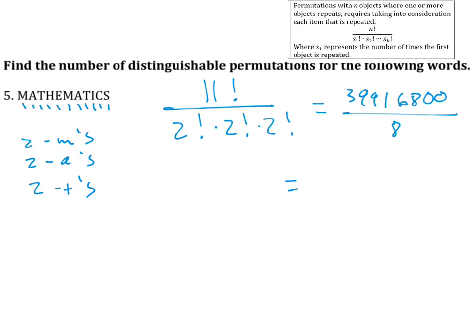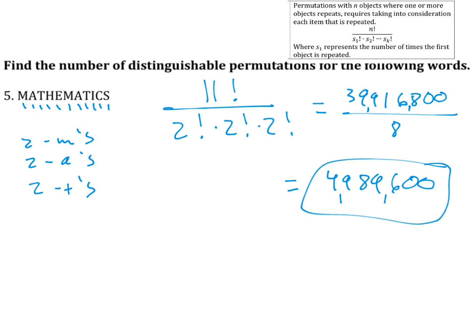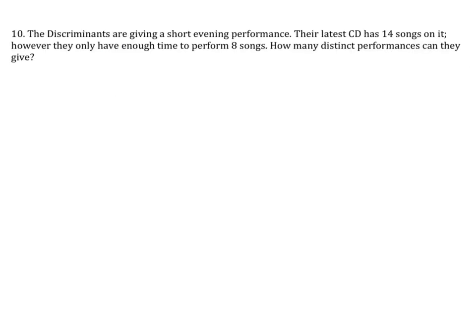Alright, on top there, you should be looking at almost 40 million, and the bottom is 8. And if you divide that top number by the bottom one, you're looking at 4989600. So almost 5 million there. And voila, we figured out that's how many different rearrangements of these letters you can make. So that one's kind of fun, I guess. Let's jump to another one.